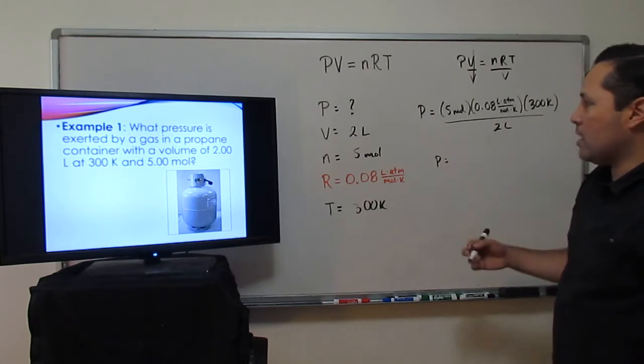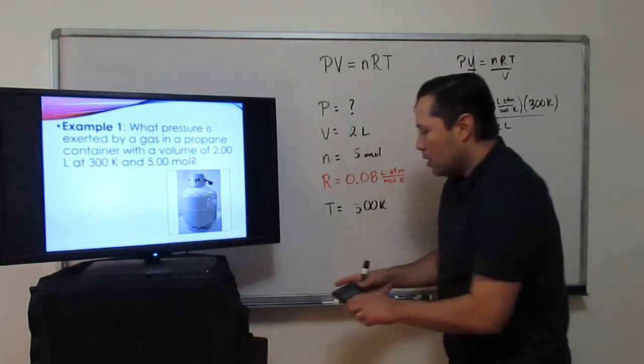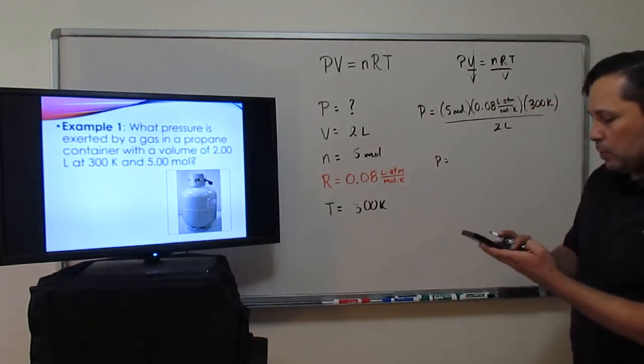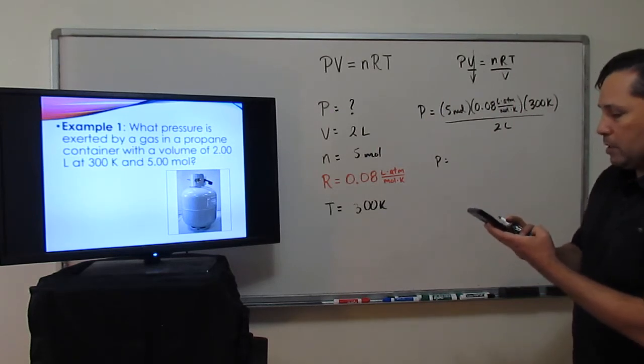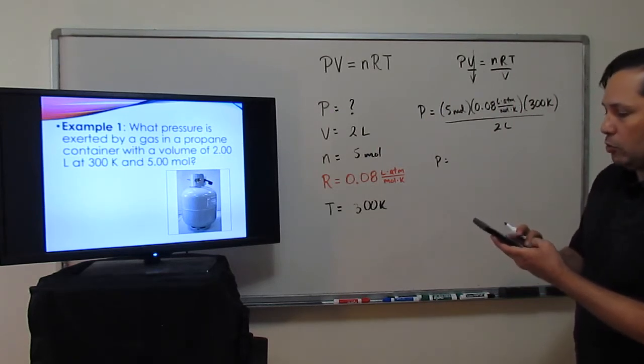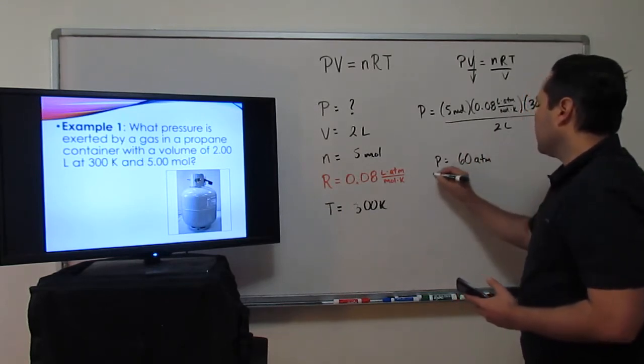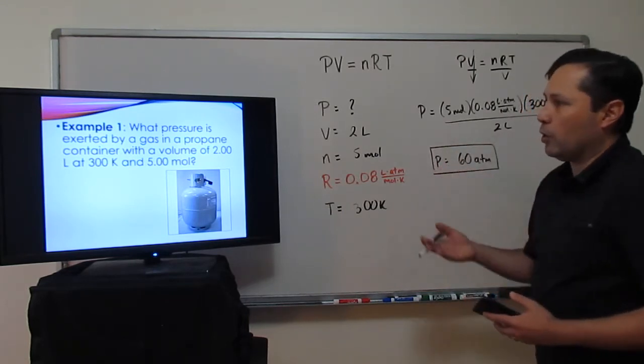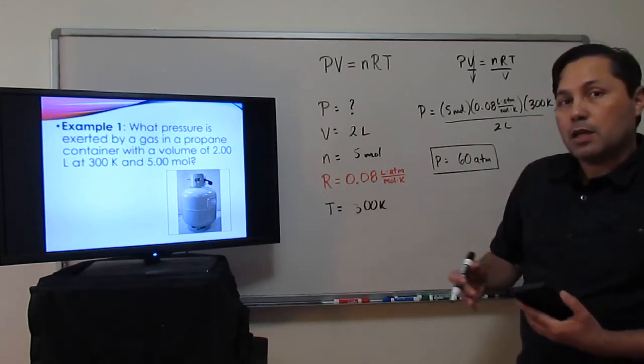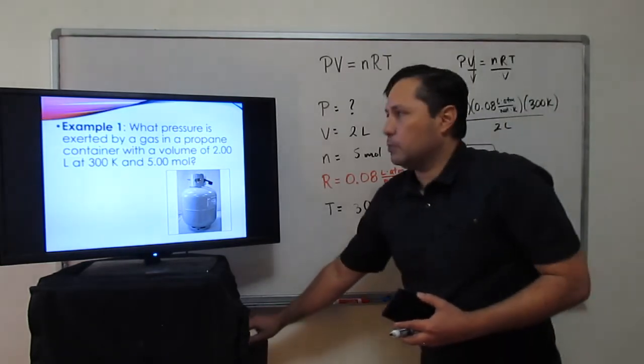Alright, that will give us our answer, and it will be in ATM. So it's going to be 5 multiplied times 0.08 multiplied times 300 divided by 2. So it's going to give us a pressure of 60 ATM. And that is our answer for example 1. Let's move along to example 2.